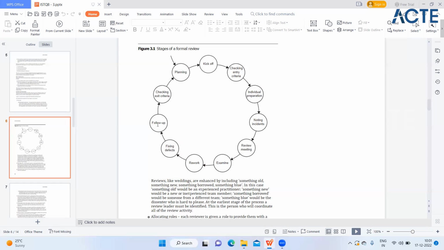Next will be related to the keyword F only. So fixing defects and then follow up. Last will always be related to the keyword exit. So fixing defects, follow up and checking exit criteria. So in this way, that approach I have followed to remember these things. Now it's your call. In that way you can remember. Okay. So you have understood now whatever I explained.